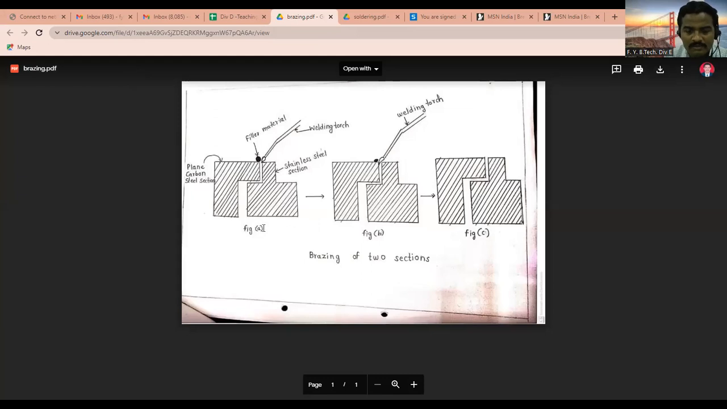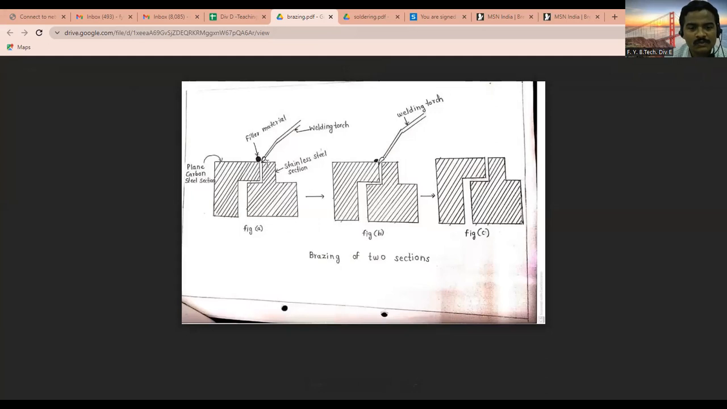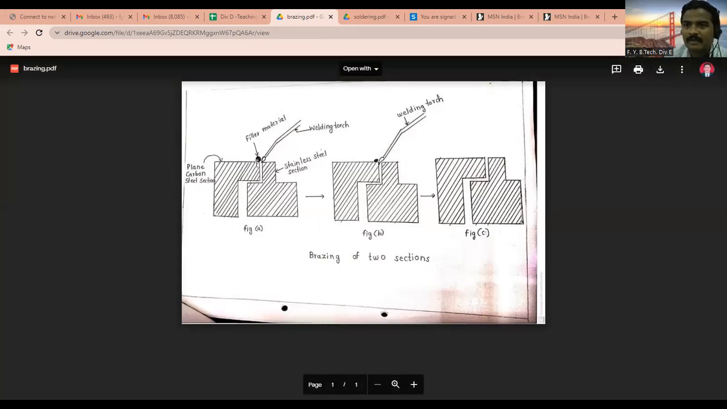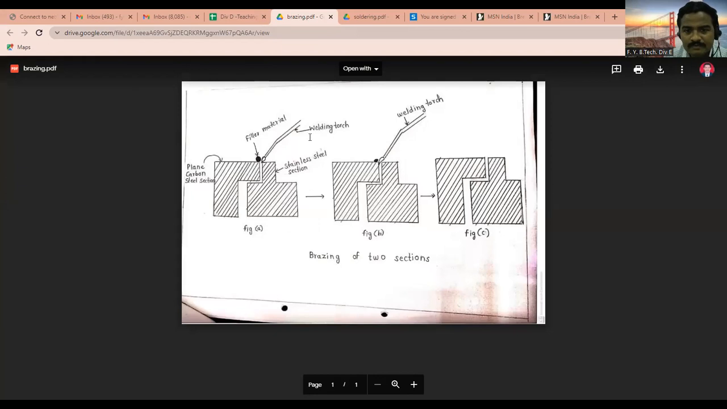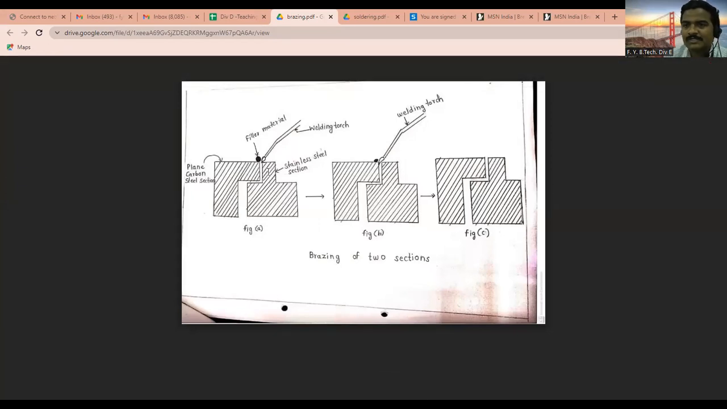Now you can see that there's a brazing operation. How the different metal parts. What are the steps that we have to follow for brazing? Okay, there are two metal pieces that you want to join. So to join this, definitely filler material is required. You can use silver, nickel, or copper alloys, depending on the material. So there's a welding torch. So you can use the gas welding process.